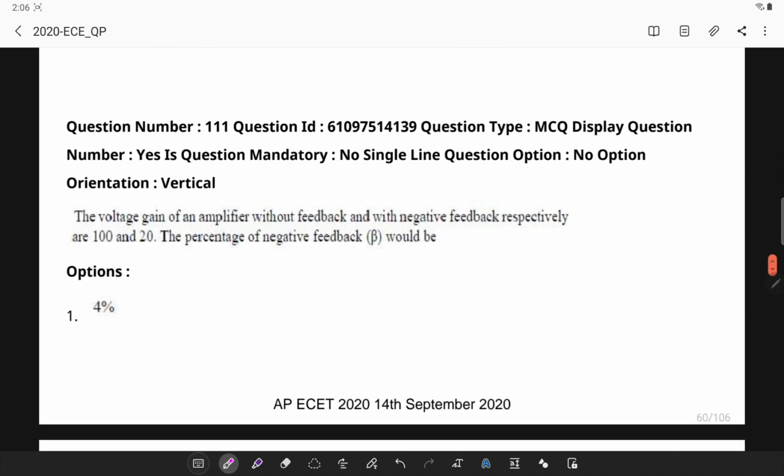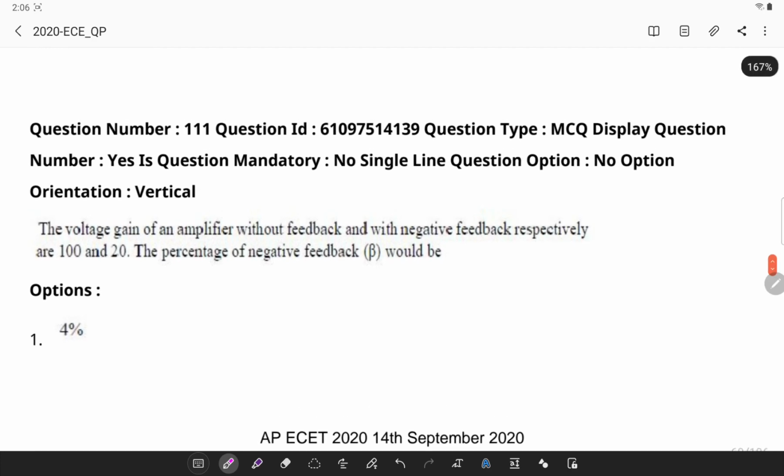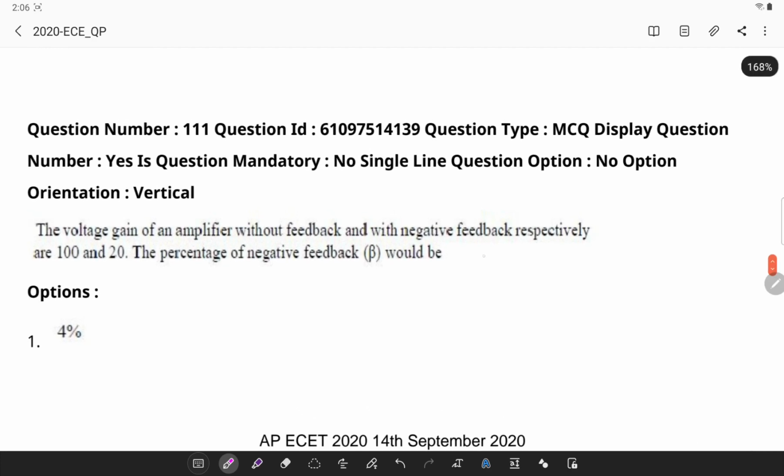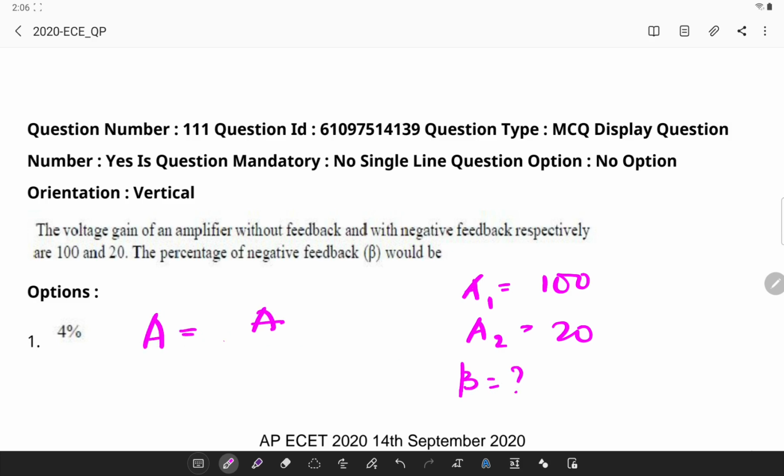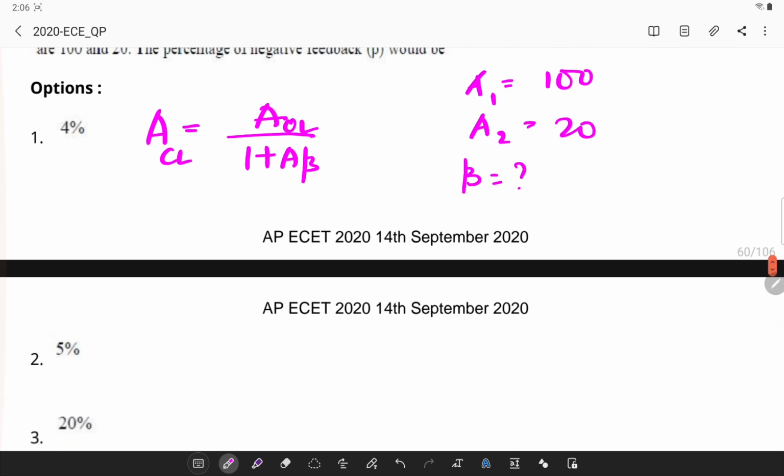Given the voltage gain of an amplifier without feedback and with feedback, he's asking what is the value of beta. So if we remember the formula, A_f is A by 1 plus A beta, closed loop and open loop. I can directly substitute the values here.